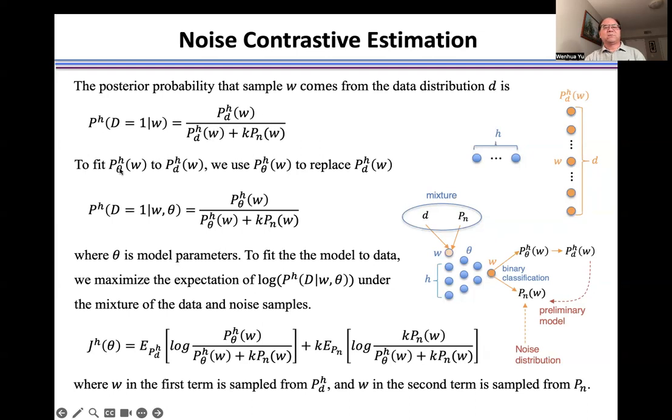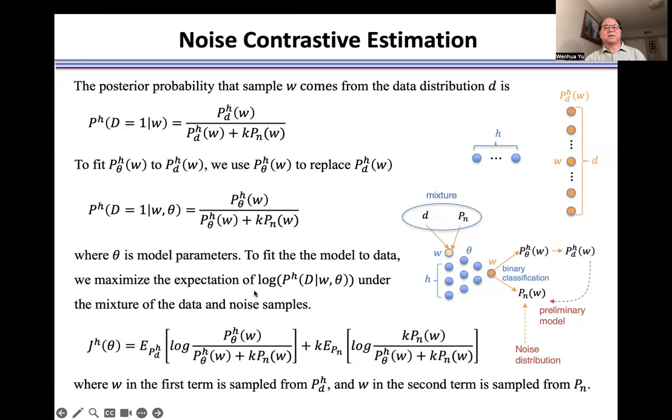To fit P theta to PD, we use P theta to replace PD here by introducing the model parameters theta. A neural network is used as a classifier to classify whether the W sampled from the mixture distribution is from the data distribution or from a noise distribution.